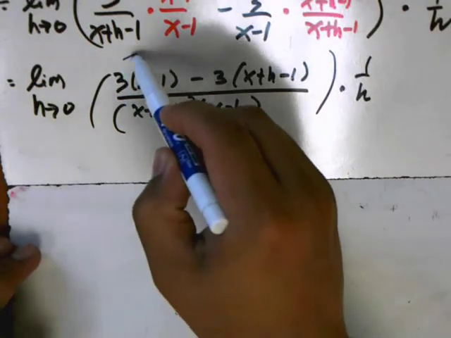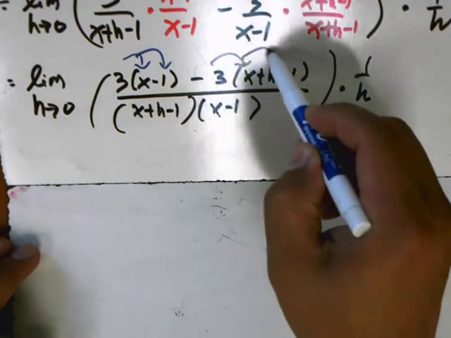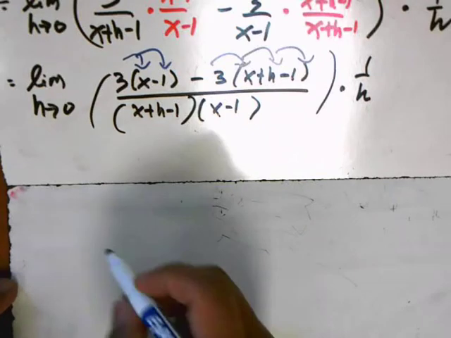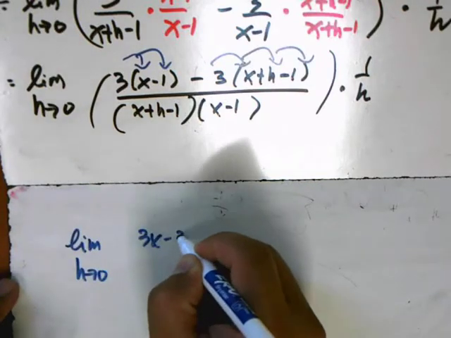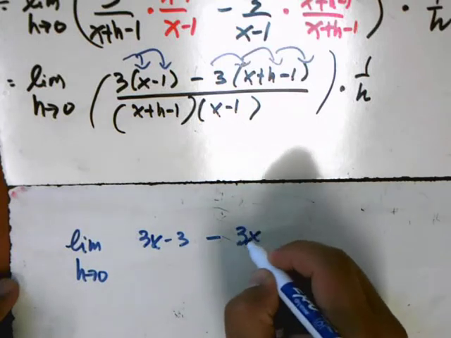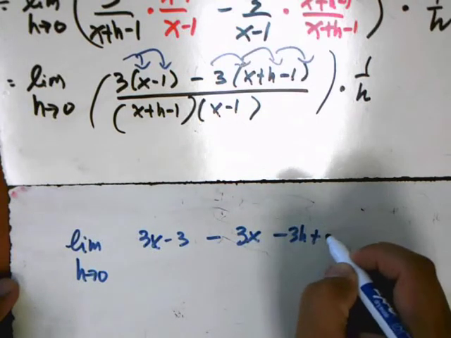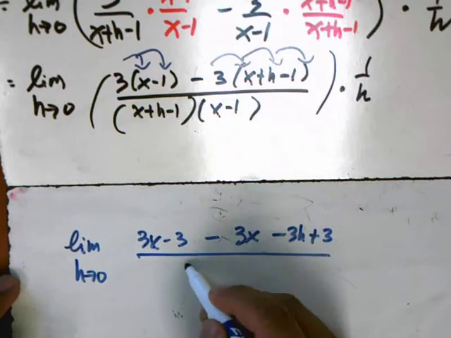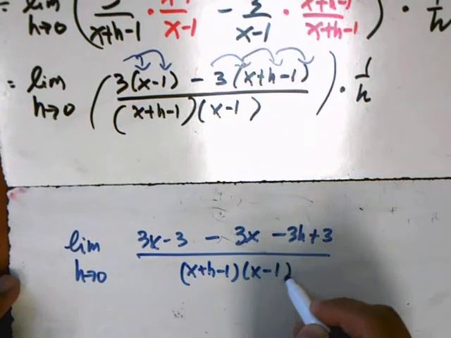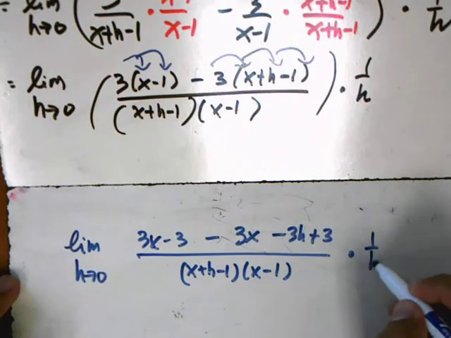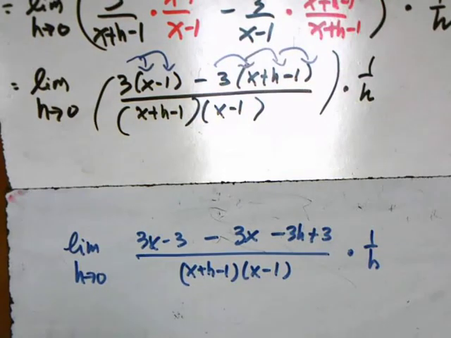We'll continue now by distributing everything over here and seeing what happens from there. So it's going to be the limit as h approaches 0 of 3x minus 3 minus 3x minus 3h plus 3, all of it over x plus h minus 1 times x minus 1, all of this times 1 over h. And you can see now that in the numerator, some of these terms are going to cancel and make our problem significantly simpler.